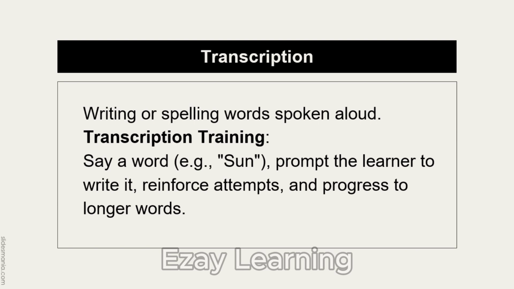The antecedent is a verbal stimulus that is heard and the consequence is generalized reinforcement. Transcription training can be done by saying a word, prompting the learner to write it, reinforcing attempts and progressing to longer words.